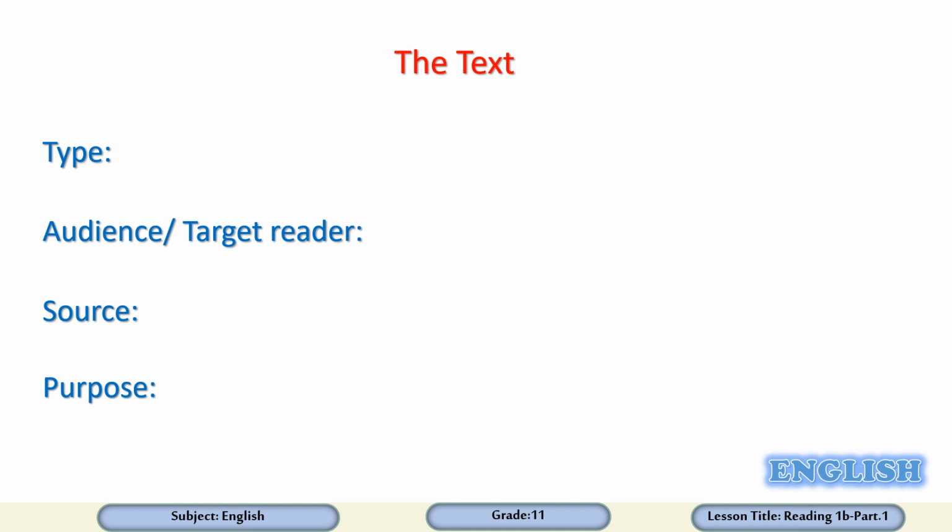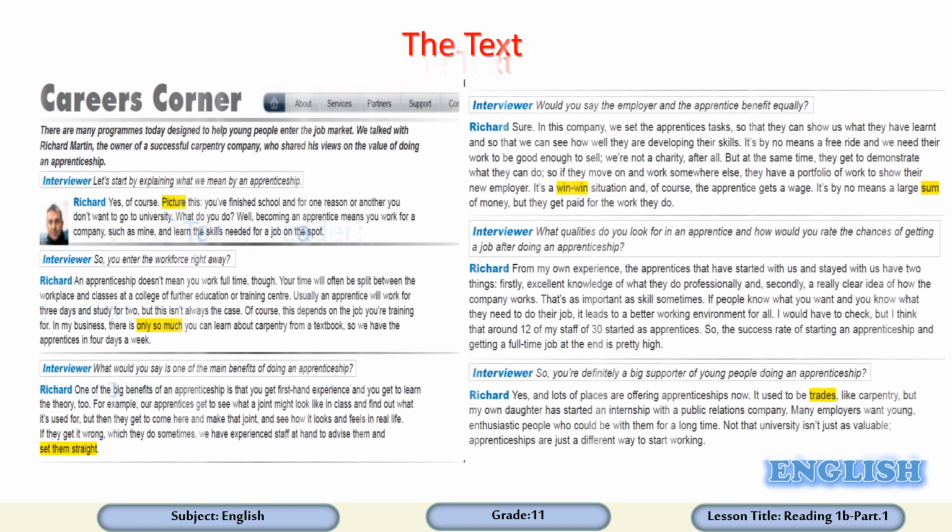Number 3, the source of the text, and here we mean where the text is taken from. And finally, the purpose of the text, and here we ask about why the writer wrote this text. Let's begin now. Yes, very good. The text is an interview. You have an interviewer here. He is asking questions and somebody is answering the questions.